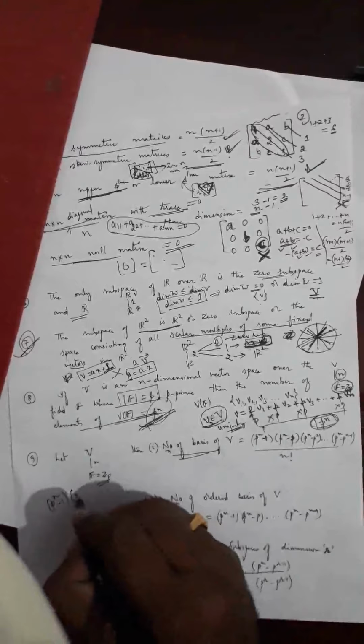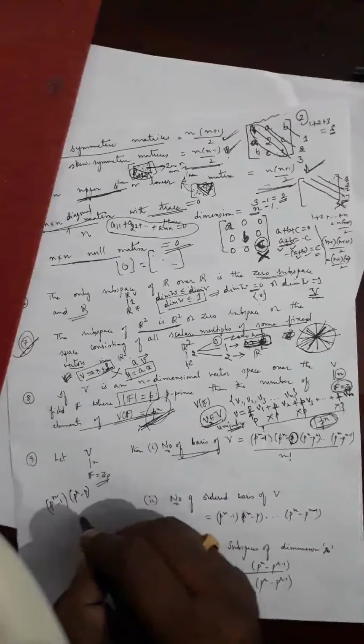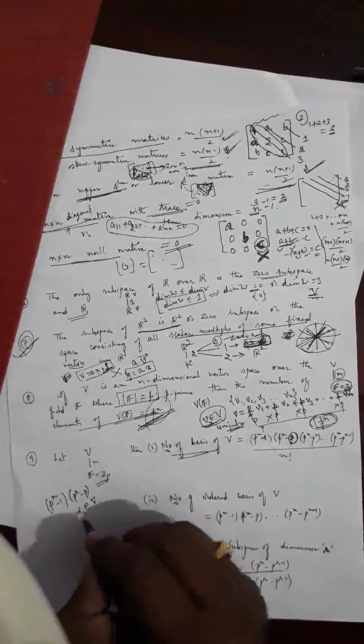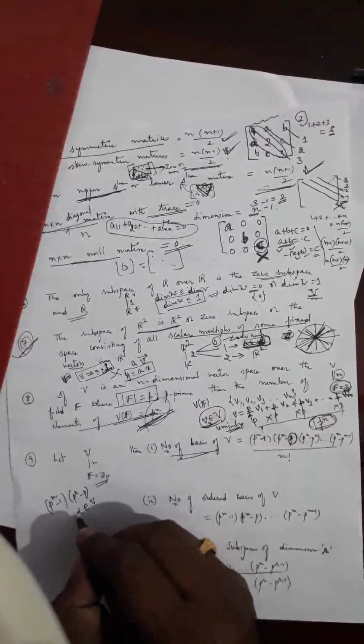Minus 1. Why we need to subtract 1 here? Because the 0 element is there. It cannot be in the basis. So I will take minus 1. But then why P to the power n minus P? Because if alpha is in the vector space, then I can find the scalar multiples of this. How many scalars are there?